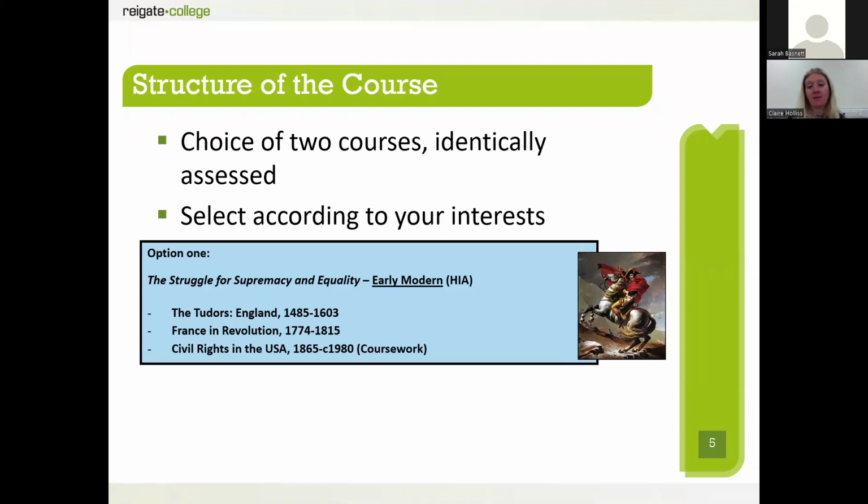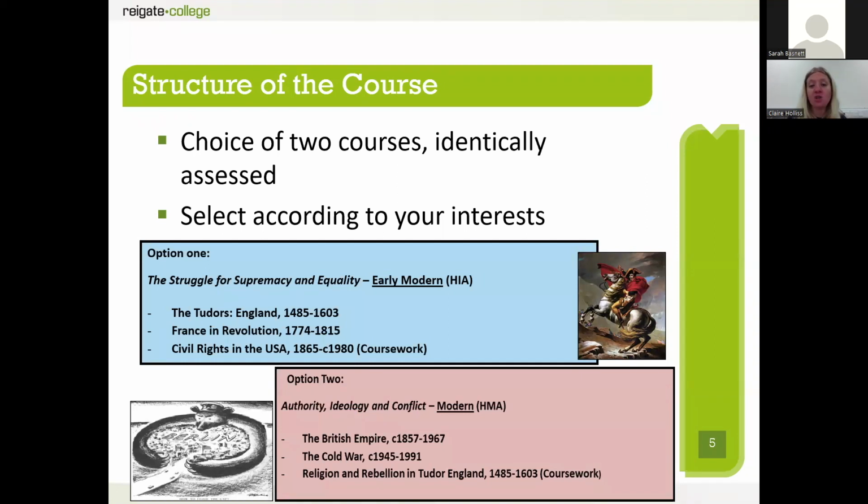So the first option is option one, the struggle for supremacy and equality, which is our early modern course, which involves our Tudors and French Revolution units, and a coursework unit on civil rights. It's actually in the UK now. It says USA on the screen, but that's now changed. And then option two, we've got our modern course, which has our British Empire and Cold War examined units, and then we have our coursework unit. Again, this is actually on British history, looking at voting and workers' rights. I'll talk you through that in a bit more detail in a moment.